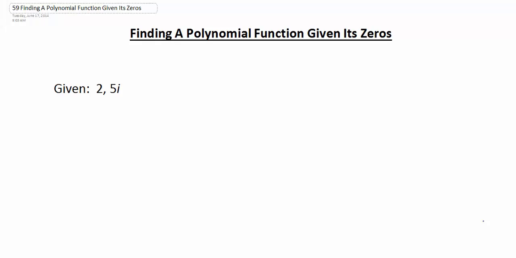Okay, this video is going to look at finding a polynomial function given its zeros. So in a sense, we're going to work backwards. Before, we were given the polynomial function and wanted to find the zeros. Now we have the given zeros and we want to come up with the polynomial function.